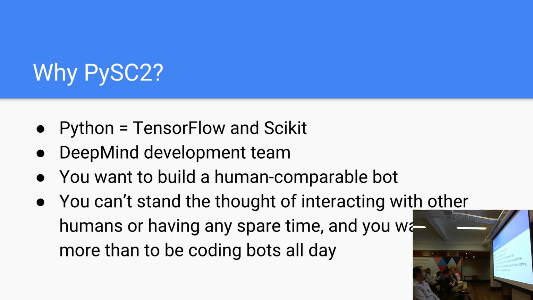So why would you choose PySC2? Well, mainly because it's got Python in it. So you can use TensorFlow, you can use scikit. Most of the machine learning stuff that you're going to get out there is Python-centric, so being able to leverage that is always going to be a benefit. DeepMind is behind it, so some of these other frameworks might come and go, they might sort of lag in development. DeepMind's sort of pretty heavily invested into this, so it's going to be developed for quite a while to come. If you want to build a human comparable bot, this is probably the way to do it. They've already built in the limitations for you, they've already provided the framework to do that for you.